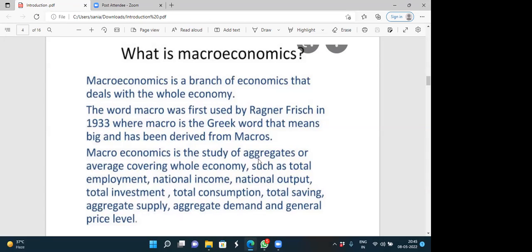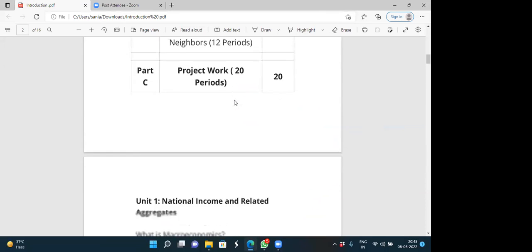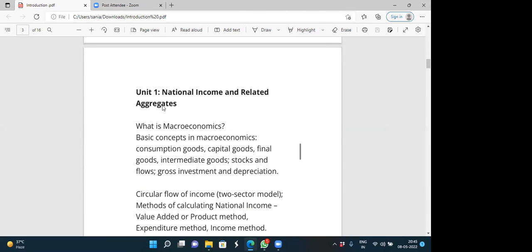Aggregate is basically the combination or the total. In the corner you can write: aggregate equals total. When I was introducing the chapter, there was a name, national income and related aggregates, right? See, national income and related aggregates.